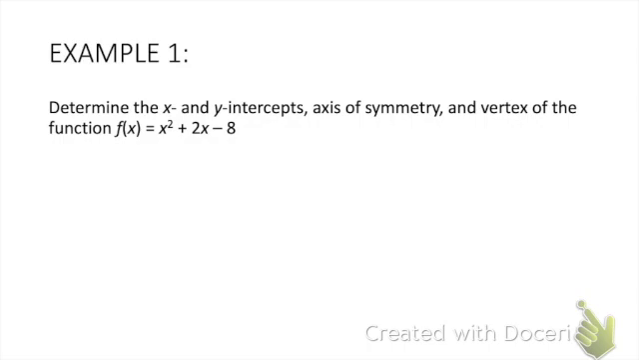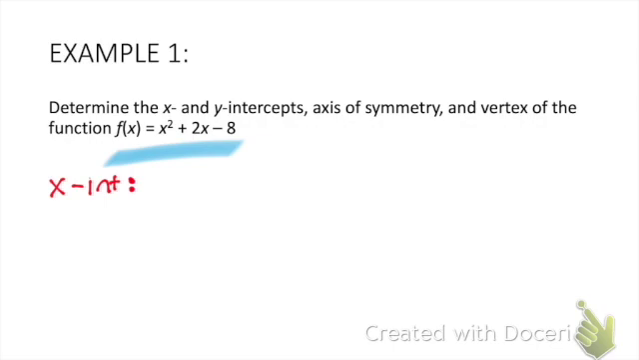So if my function is f of x equals x squared plus 2x minus 8, we want to be able to find all the intercepts, the axis of symmetry, and the vertex. We won't graph it for this example, but hopefully you should be able to take it to a graph. So let's first start with the x-intercepts. My x-intercepts means we need to solve it. How do you want to solve that quadratic?